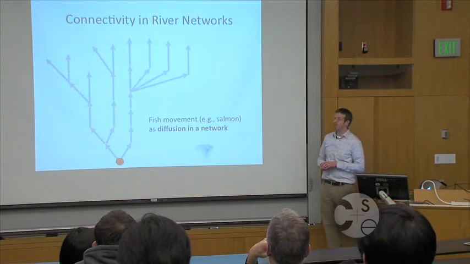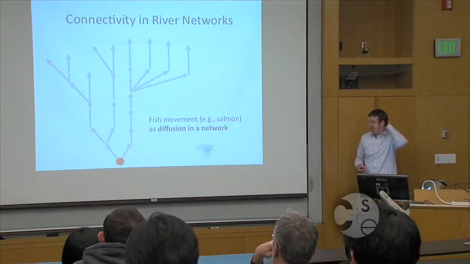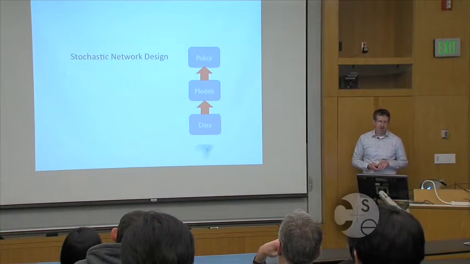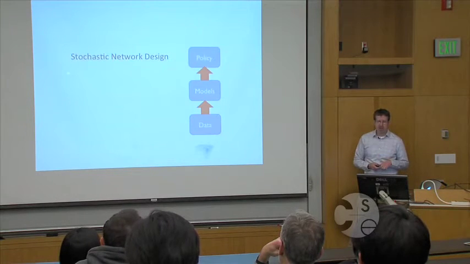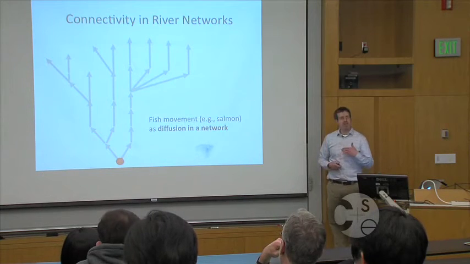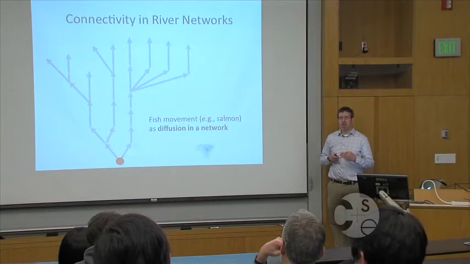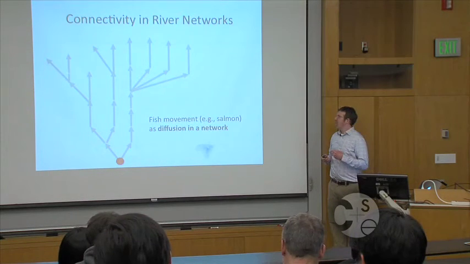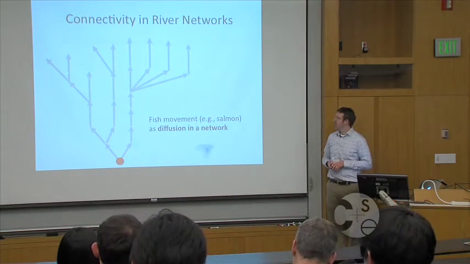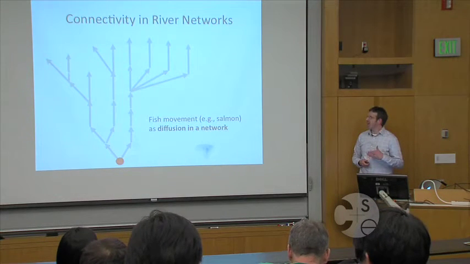I think I can show you a little cartoon of stochastic network design. So the other broad thing that I work on is optimization. And one of the frameworks I've developed is called stochastic network design, which applies to problems of optimizing connectivity in networks. One particular problem that we've been working on is creating habitat for fish. We can think of the movement of fish, such as salmon, in a river network as actually diffusion in a network.